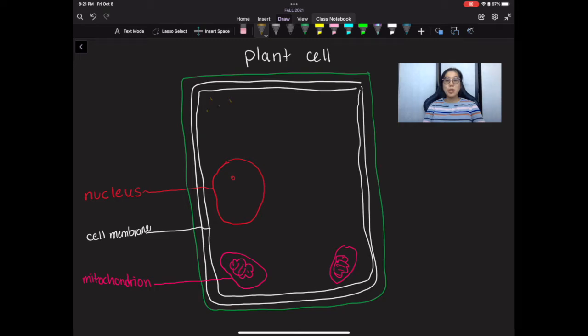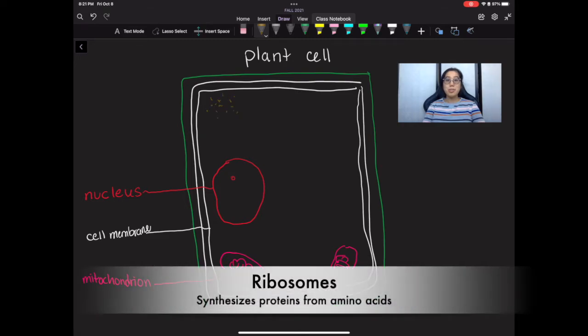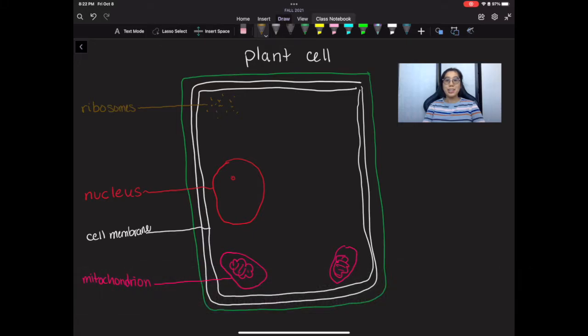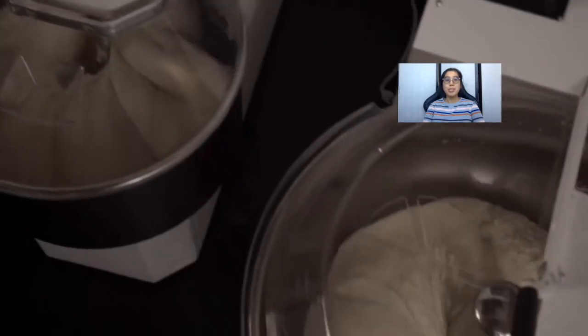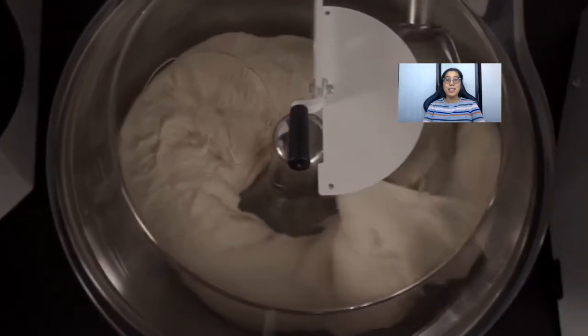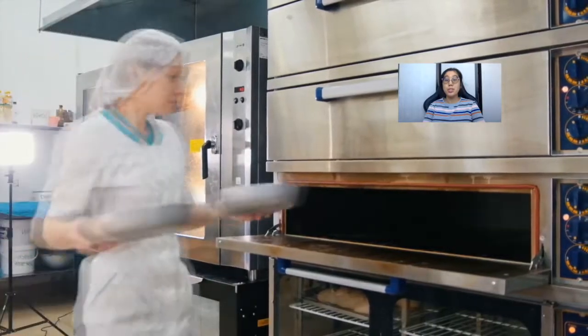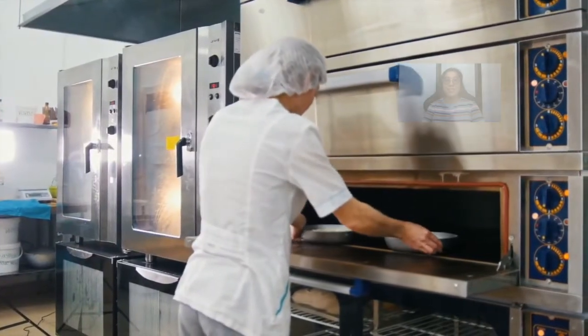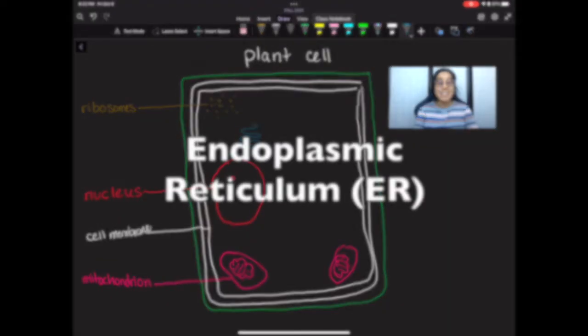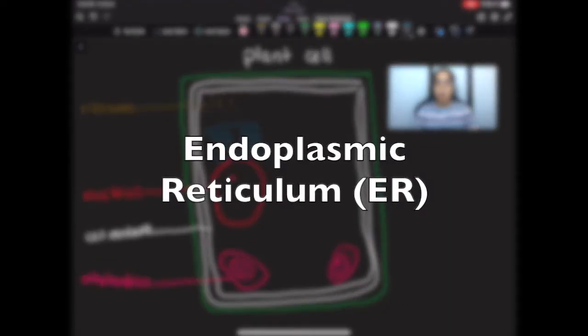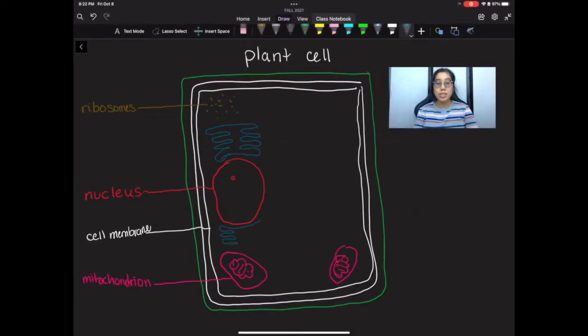Those little dots I'm drawing here, they're ribosomes. They synthesize proteins by assembling amino acids together. It's like the machinery we see inside a restaurant kitchen that's used to assemble ingredients together to synthesize the food we eat. The next organelle is the endoplasmic reticulum, or the ER as I will shorten it.